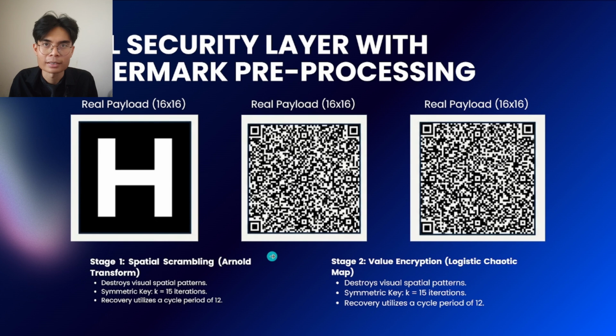Stage number 2 applies value encryption using a chaotic logistic map. By utilizing these symmetric keys, we ensure that even if a malicious actor somehow locates the watermark within the host image, they cannot decode or decipher the payload without the exact cryptographic keys.